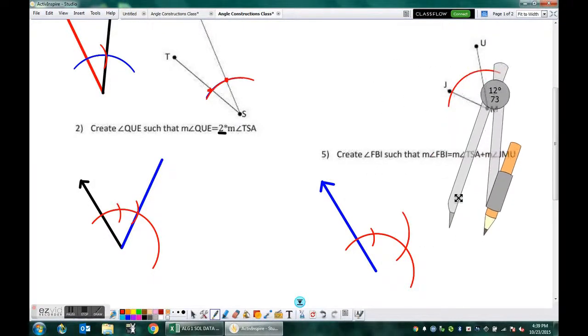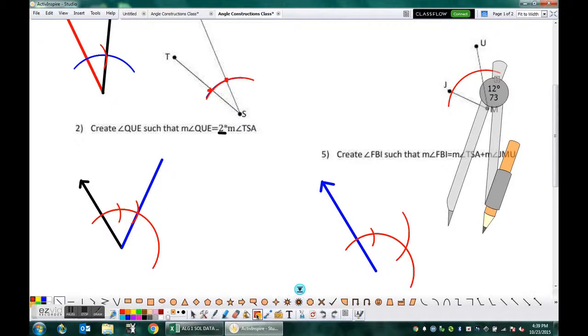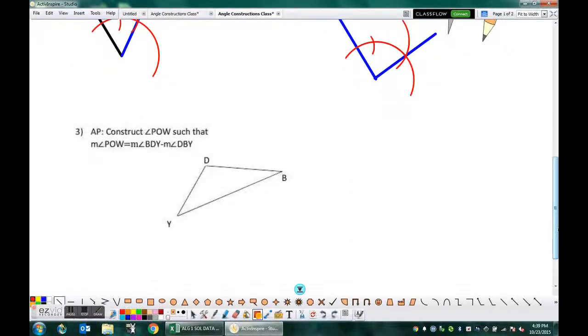Okay, so in the last step, draw my line through the endpoint and through the X. And that's my angle FBI. Okay. For number 3 here, you don't need to worry about that. Was for the pre-AP class. So we're not going to deal with subtracting angles in this course.